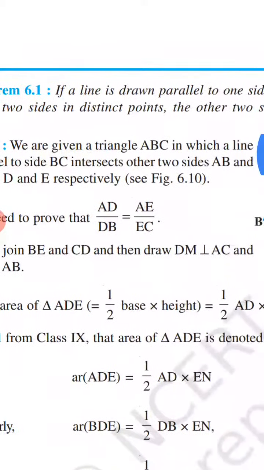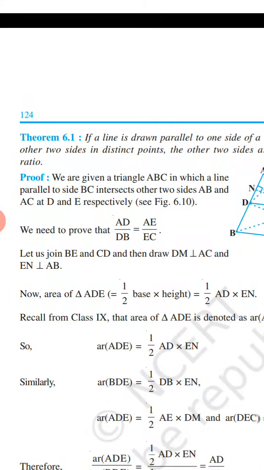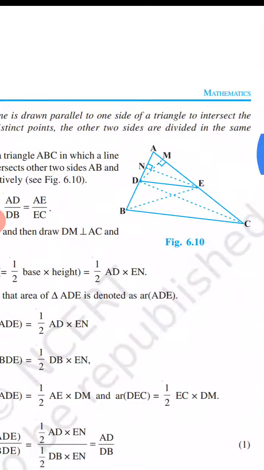Now you see that area of triangle ADE is equal to half base into height. Area of triangle ADE is equal to half base into height, that is half into base AD and height EN. So 1 by 2 AD into EN.